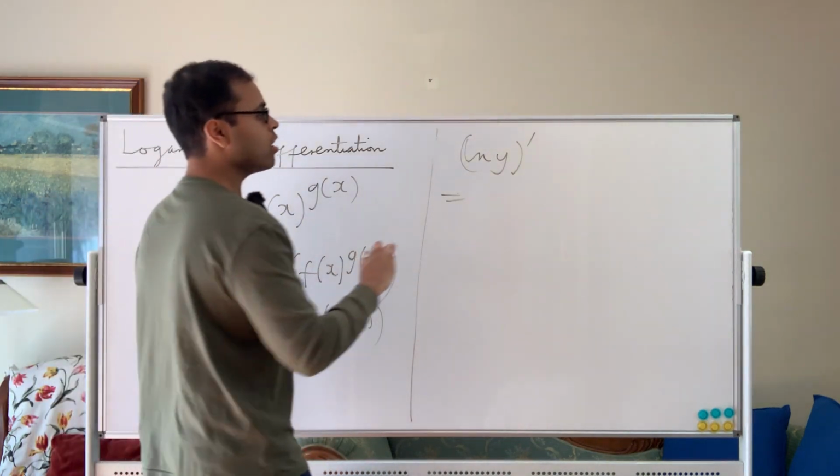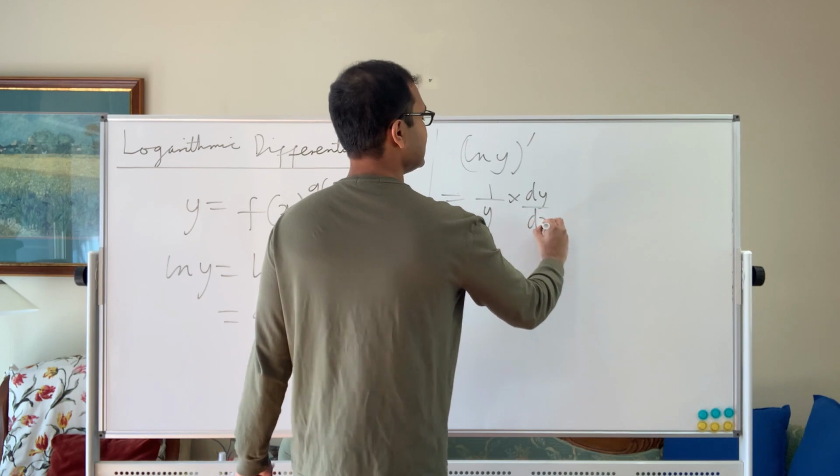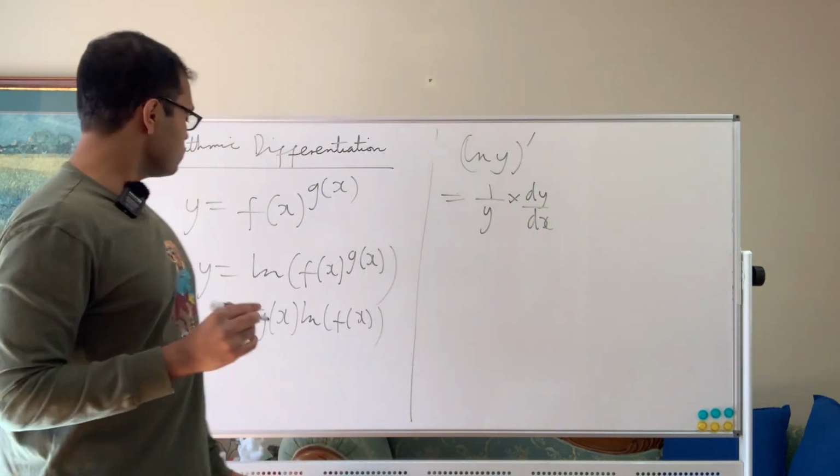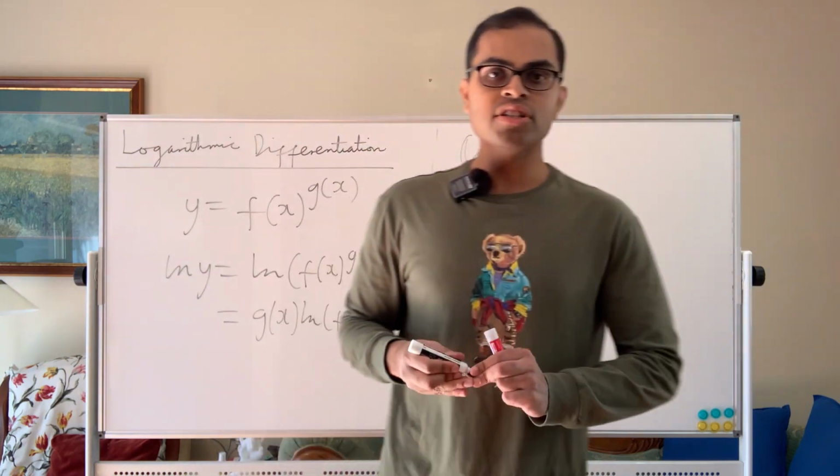So differentiating the log, and then differentiating what's inside the log, which is y, so you're differentiating dy/dx. That's the chain rule applied 101. Then g of x times log f of x: how do you differentiate that? You do it with the product rule.